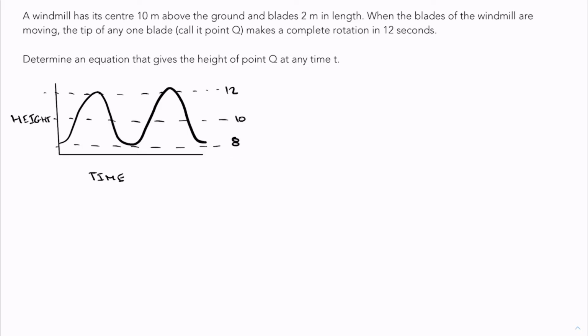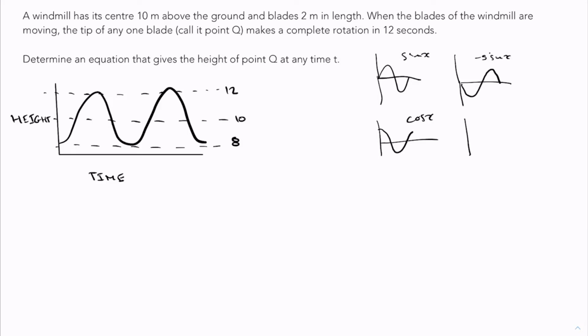So the question is, what are we going to use to model the height of this blade? Now, if you recall, we have 4 base graphs to choose from. One is the sine graph, which goes up, middle, down, back up. This is sine x. Then we have negative sine x, which goes down, middle, up, and back to the middle. We have cos x, which goes from the top down and back to the top. And then we have negative cos x, which goes from the bottom up, back down.